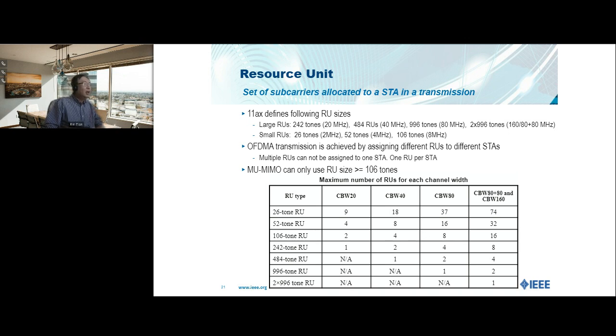Okay. So in the following table, I list for each RU type and each bandwidth how many RUs it has, to give you an idea. For example, for the RU26, you have 9 RU26 in 20 megahertz, 18 in 40 megahertz, and so on.